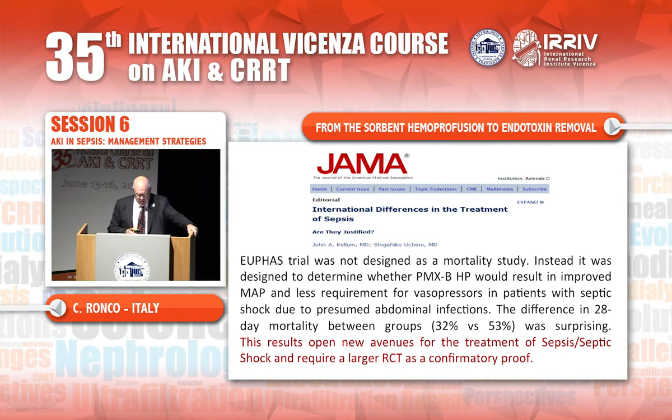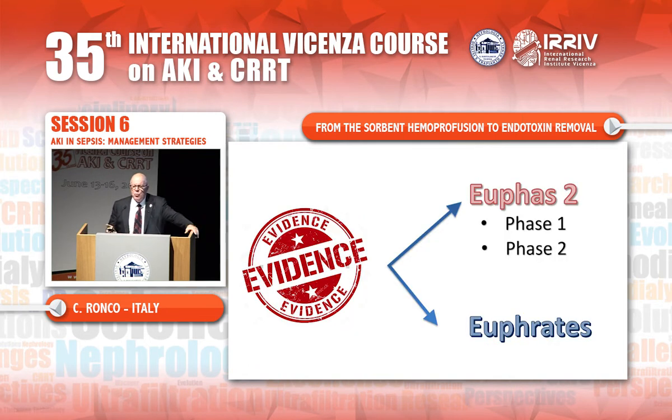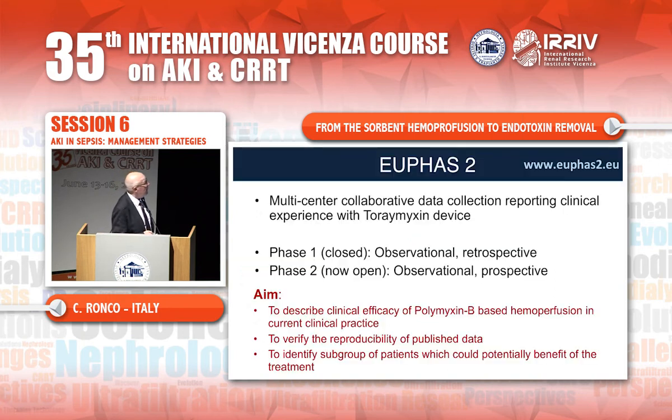So the EUPHAS trial opened new avenues, and because further confirmatory proofs were required, we had two approaches. The European approach moved to EUPHAS 2 with phase 1 and 2, and the EUPHRATES trial in North America. EUPHAS 2 was basically, in phase 1, an observational retrospective analysis on a registry of applying the polymyxin device to a large population, while phase 2 is observational prospective. The aim is to describe the efficacy in the field, in current practice.